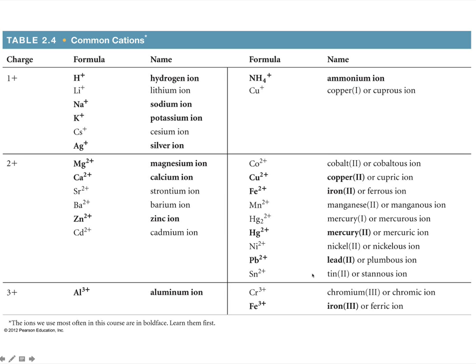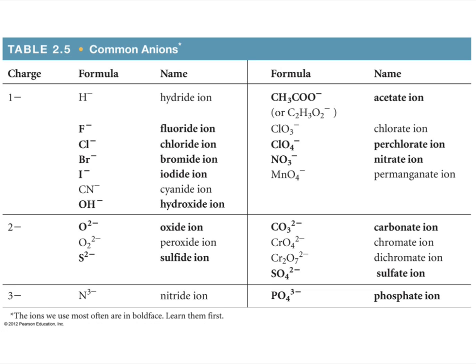Lead-2, tin-2, etc. Aluminum always exists in the +3 oxidation state, so the aluminum ion doesn't need a Roman numeral to indicate charge, whereas chromium-3 and iron-3 do. So those are the common cations. Now let's move on to the anions.